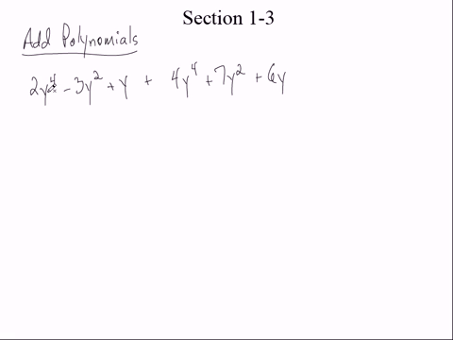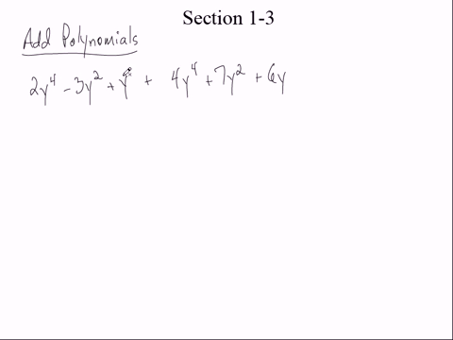Which ones are like terms? Well, y to the 4th, is that a like term with y squared? No, it's got to be the same. Now, the number out in front can be different. We call that the coefficient. That can be different. It's the variable and the exponents that have to be exactly, dead on exactly the same. Okay, no more, no less.